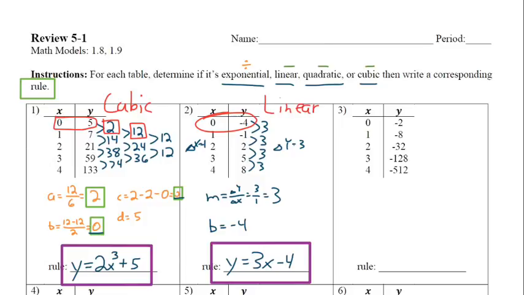The third one. Alright. Let's start off by dividing, just to make sure it's not exponential. -8 divided by -2 is 4. 32 divided by negative 8, that's also 4. Negative 128 divided by negative 32, that's also 4. And negative 512 divided by negative 128, that is also 4. So hey, look, this is exponential because we divided to find those 4s.